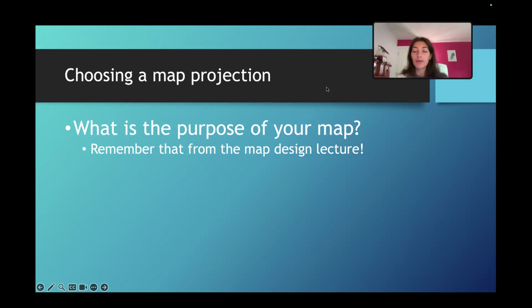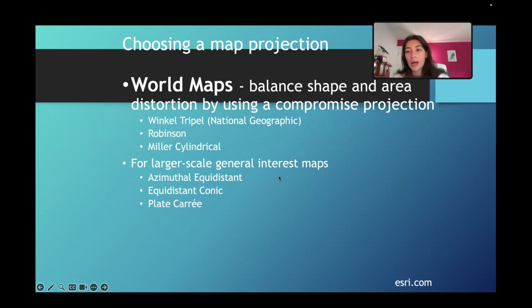So always think of what is the purpose of your map. Remember this from your map design lecture. And then from there, you can utilize that so you can think of what type of map projection makes sense. If you're trying to look at a world map, right, it's a very coarse resolution. We're looking really far out. We want to try to balance shape and area distortion by using something that's a compromise.